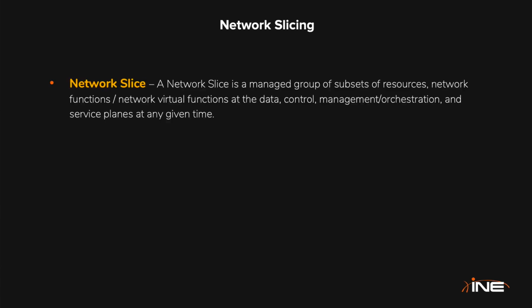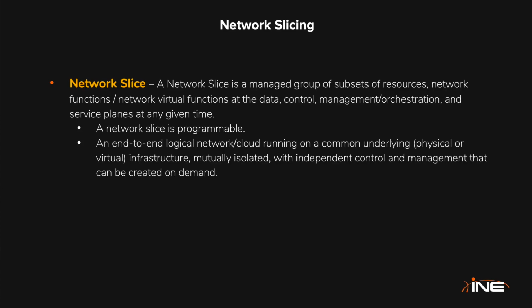So let's look at the basic definition of network slice. A network slice is a managed group of subsets of resources, network functions, network virtual functions at the data, control, management, and service planes at any given point of time. Basically, a network slice is programmable. It is also an end-to-end logical network, which is basically running on the cloud. At the same time, it has independent control of management, and it can be created on demand.